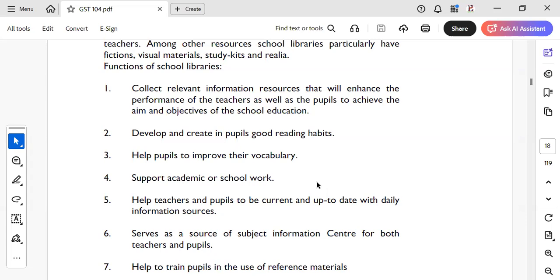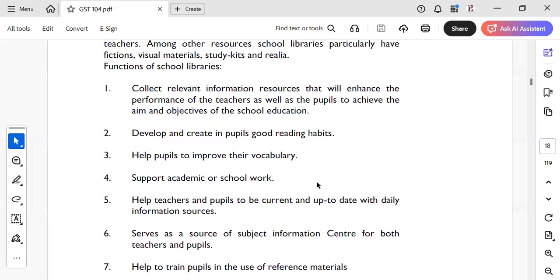Then number six, serve as a source of subject information. Okay, it serves as a source of subject information center for both teachers and pupils.